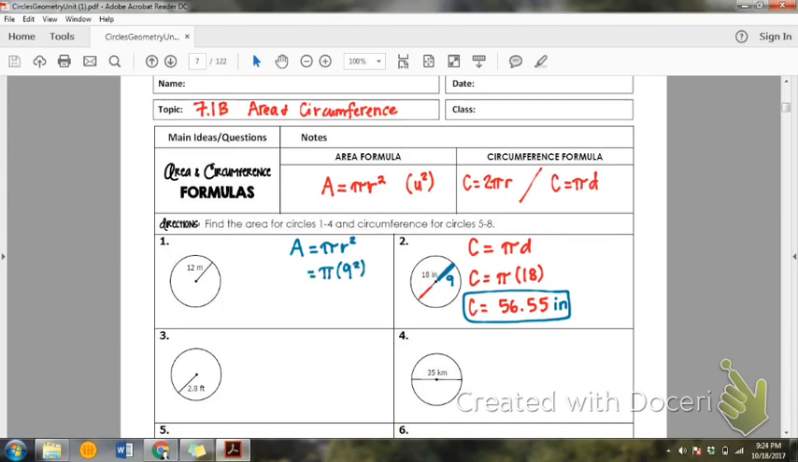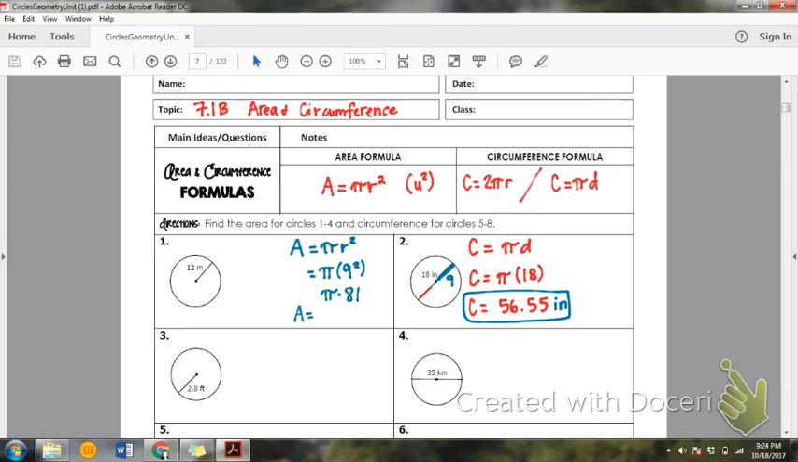So 9 squared is 81, so I'm doing pi times 81 in my calculator. Remember, we're using the pi symbol. So if I do 81 pi, I'm getting 254.469.